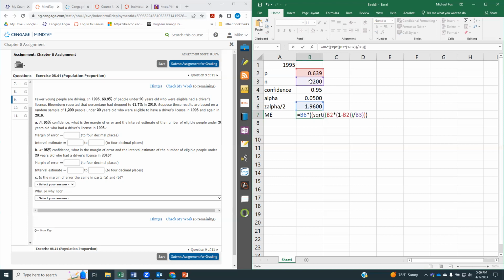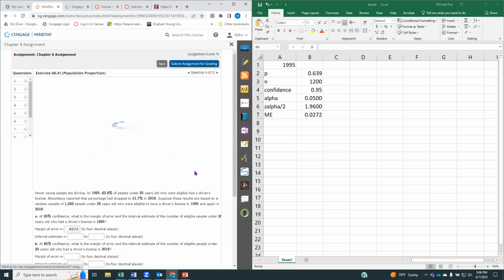I think I put an extra parenthesis I didn't need there, but that's all right. The big thing is making sure you get the square root of all of those things, so that of the proportion times 1 minus proportion over n, it's the square root of all of that together. So there's our margin of error, 0.0272. We can check it if we want to make sure we're on the right track.